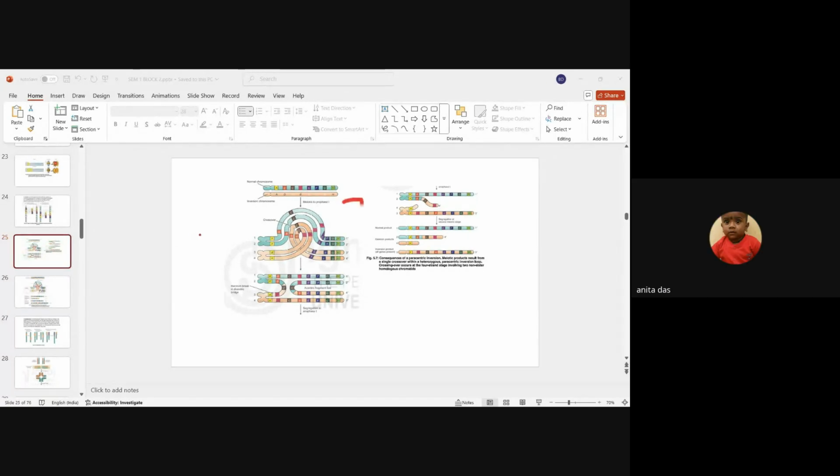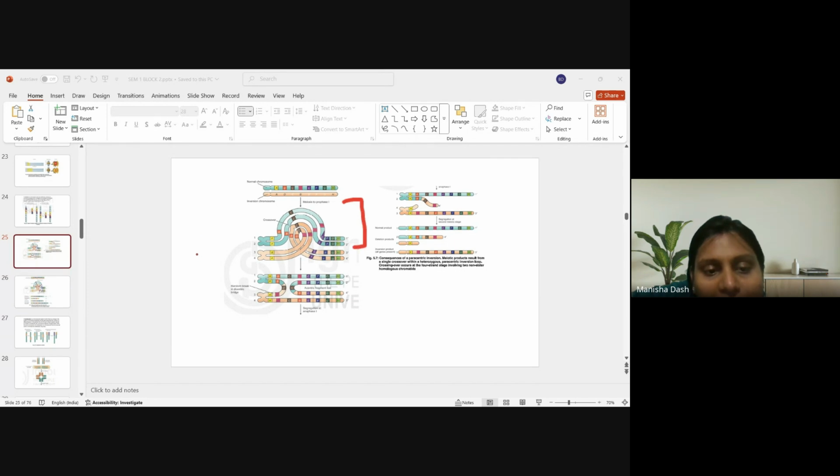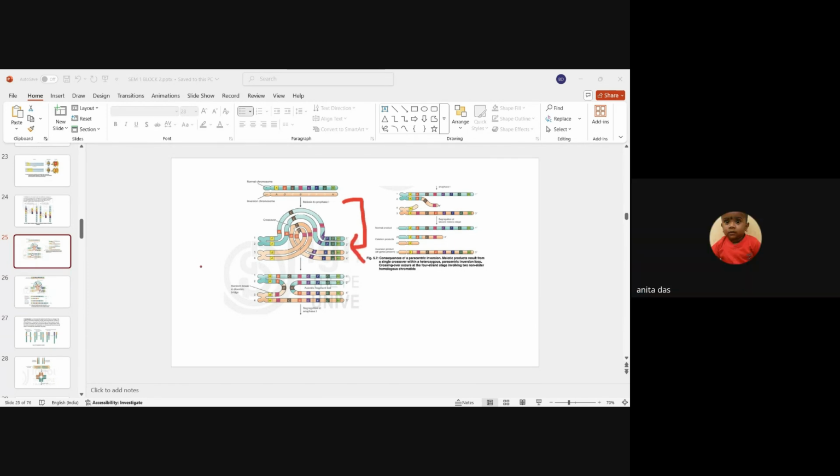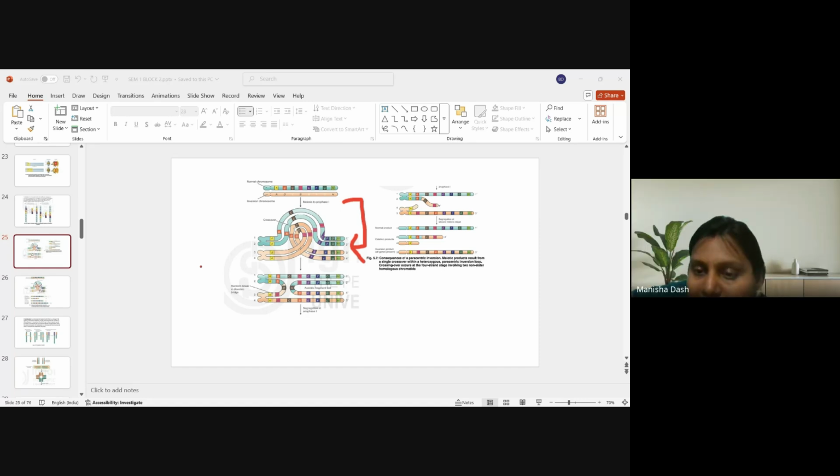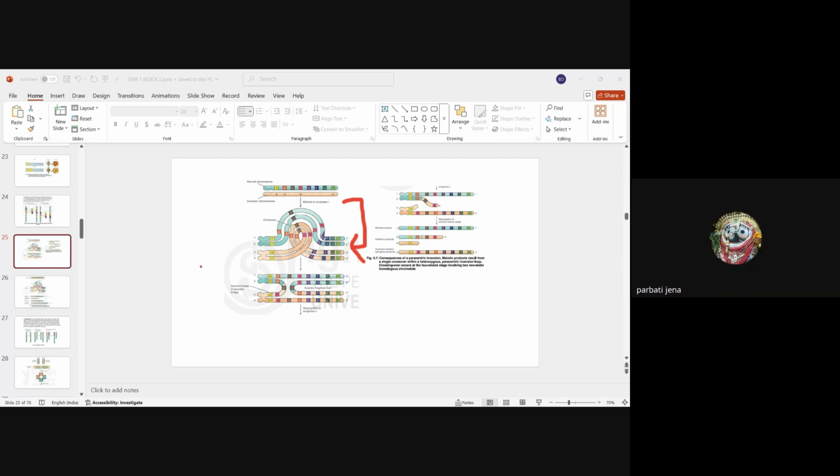A loop kind of structure has been formed. Up to this, is it clear, all of you? Yes, ma'am. Ma'am, this will occur during synapsis? Yes, it will occur only during synapsis, like during gametogenesis, because only at that time the recombination or crossing over will take place. So, Sneha, is it clear to you?